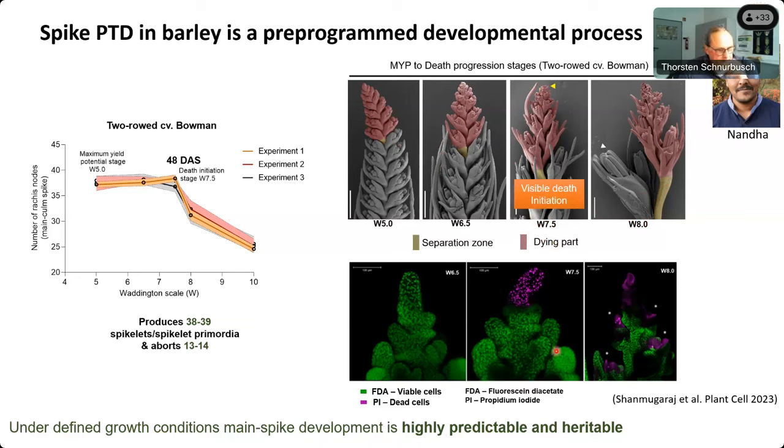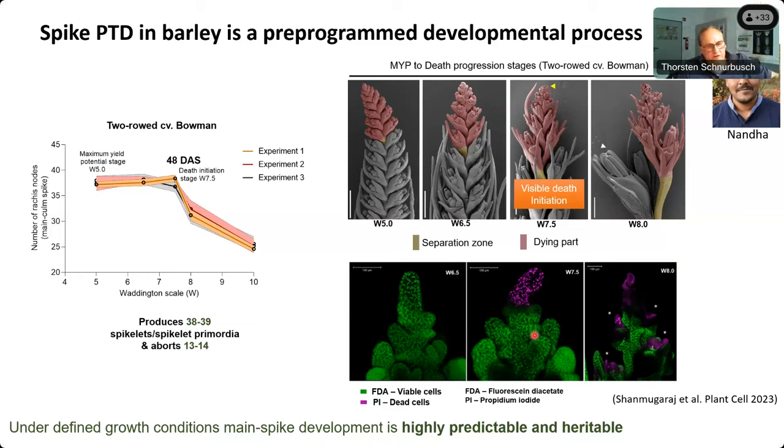Nanda was also very interested to see what's going on at the cellular level, and he was applying a cell death marker in order to see how the cell death occurs, where it comes from, and how it moves in particular. And it's very clear that the first initiation of any cell death in the degeneration process is around 7, so it's coinciding with the visible death initiation. And it's really starting in this apical end of the inflorescence, in this stem cell population.